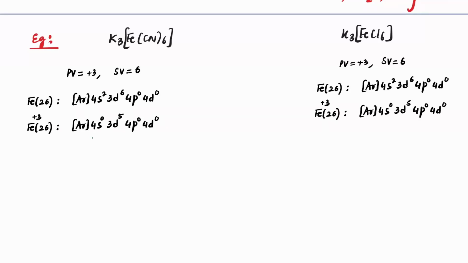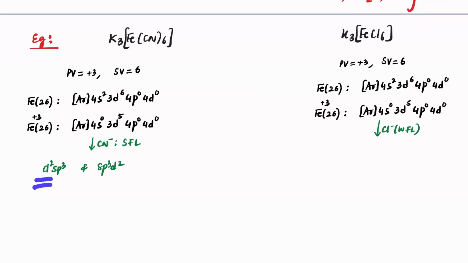Now comes the interesting fact from here onwards. Cyanide is approaching, and it is a strong field ligand. Here chlorine is approaching, which is a weak field ligand. What will cyanide do? Cyanide will notice that six cyanides are coming and need to be accommodated. For six cyanides, there are only two types of hybridization: d2sp3 and sp3d2. Only these two are available.